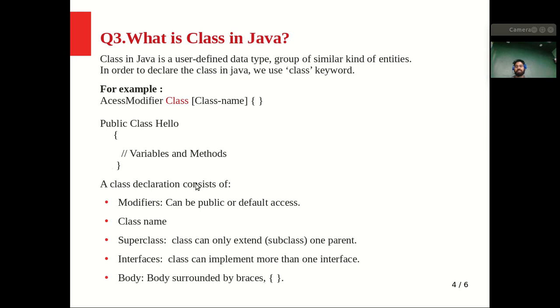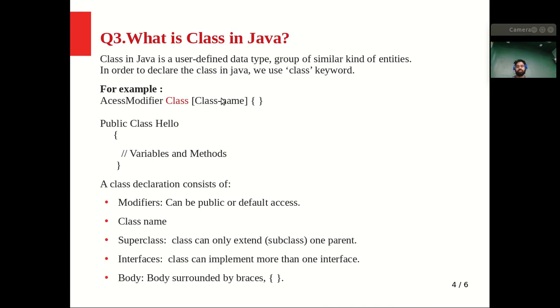So a class declaration consists of, what are the class contents? So a class declaration has the modifier, as we have seen, and it can be public or a default access, and a class name. So we have to use the class keyword, and after that we have to use a class name. So this is the declaration of a class.